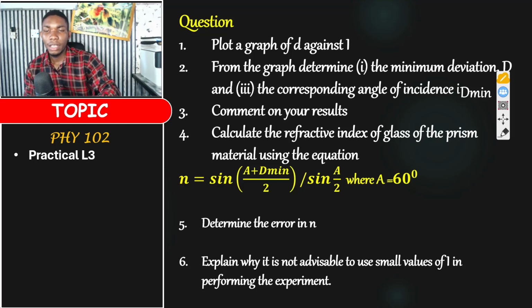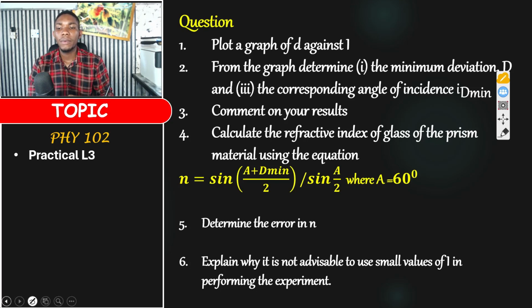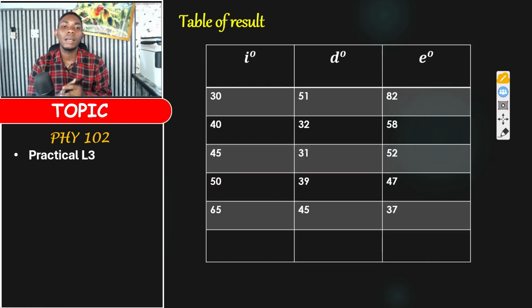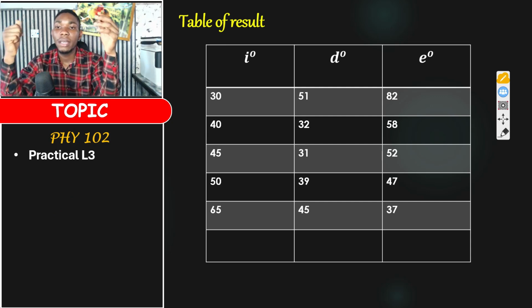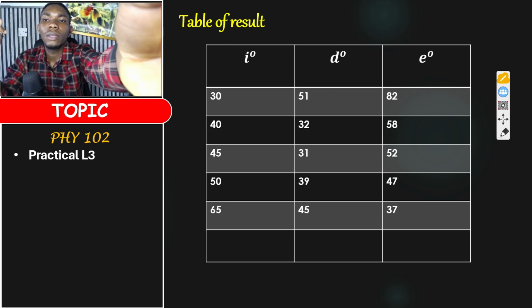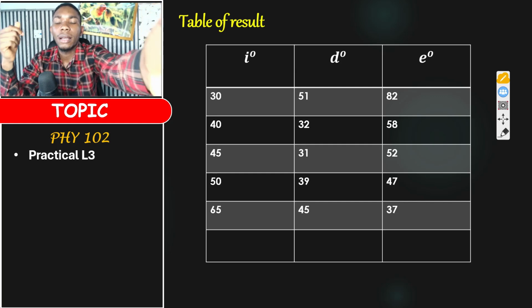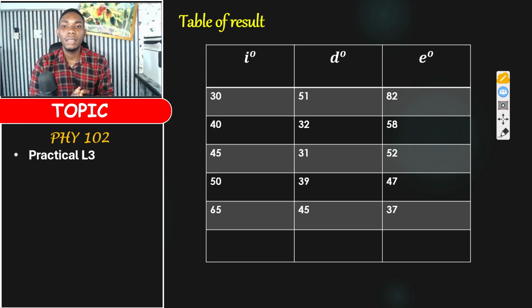Guys, in this lecture we are going to look at the L3 practical. The L3 practical is also for the measurement of refractive index, but this time they use the triangular glass prism. The other ones we'll be working with use the rectangular glass prism, but this particular one uses the triangular glass prism. So we are going to look at it now, and we are going to see the questions that follow.